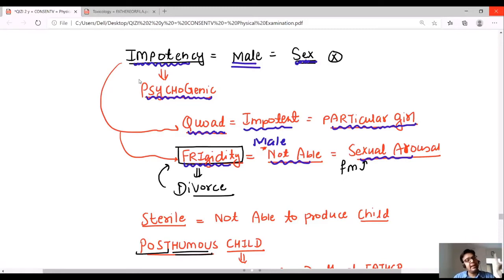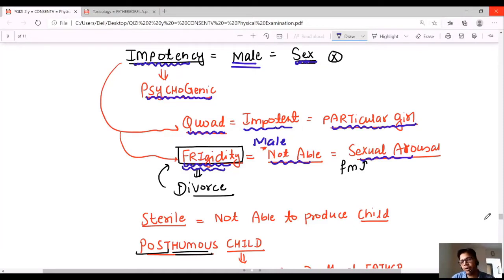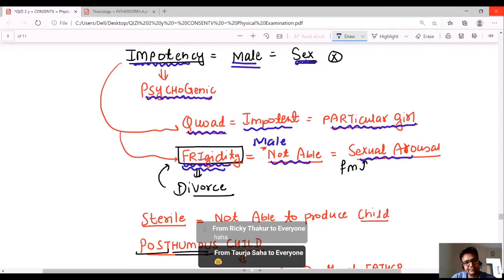And Dr. Saab, impotency and frigidity both are grounds for divorce, but sir, frigidity is more common, because if you are not able to sexually arouse your wife, Dr. Saab, the wife will file a case of divorce saying my husband is impotent, he cannot arouse me. So Dr. Saab, that's a very, very important one. Yes, frigidity is a ground of divorce. Impotence is also a ground of divorce, but frigidity is more important.